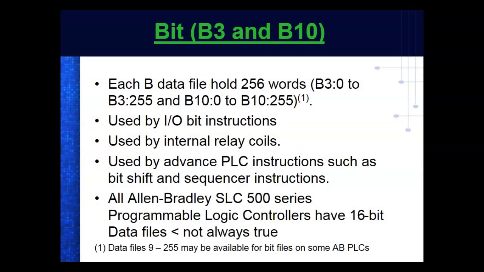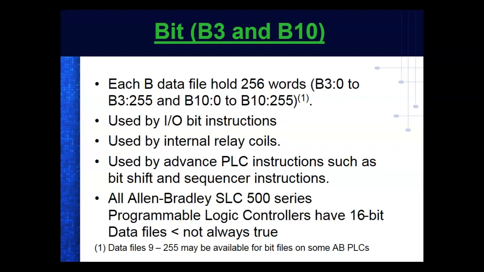B3s. The book talks about B3s and B10s, but the only time you get to B10 is if you create it. Each B data file holds 256 words of memory. So we can have B3, B255. Used by all bit instructions, used by internal relay pools.